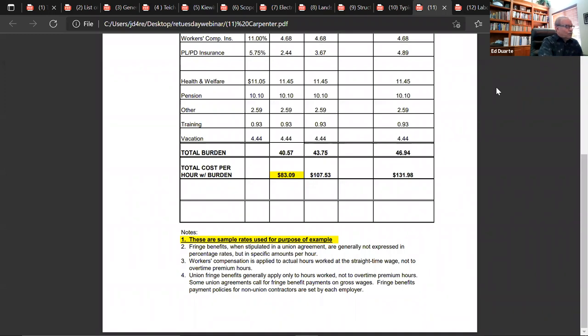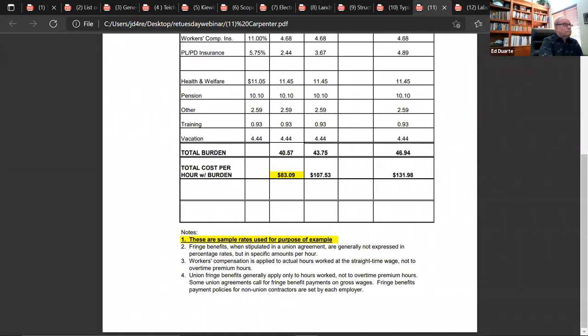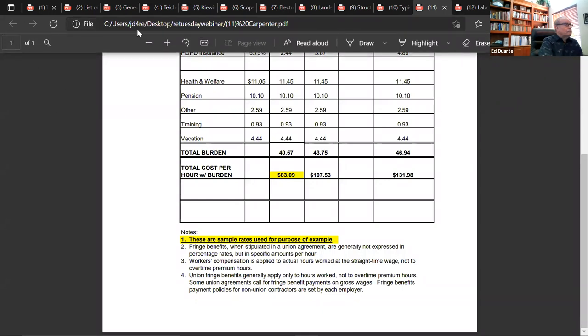So now, James, let's go back to the regular slides, please. Ed, we're battling for control of the mouse. Just don't do anything right now. Okay.